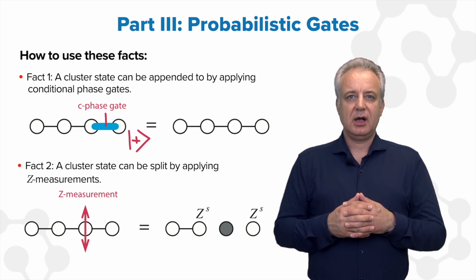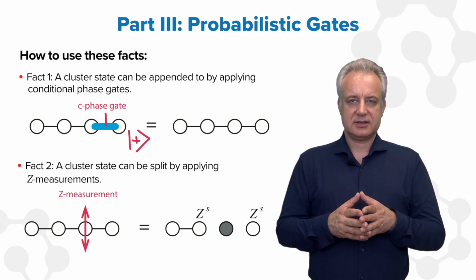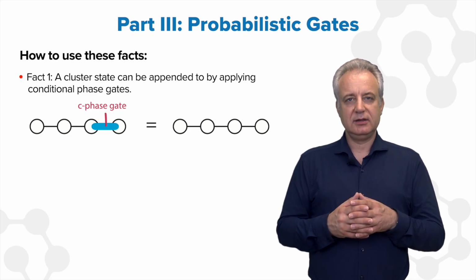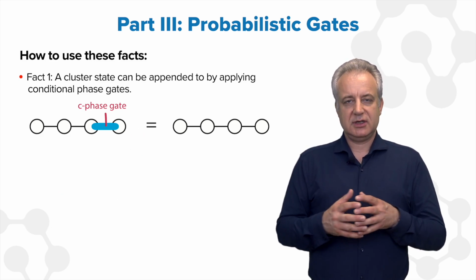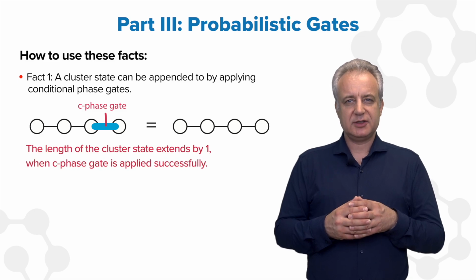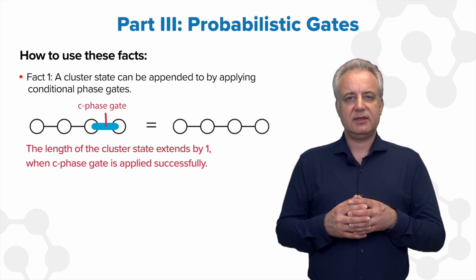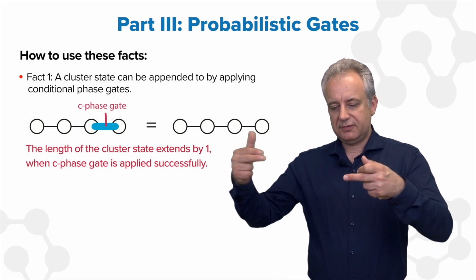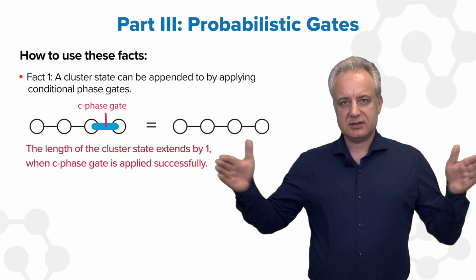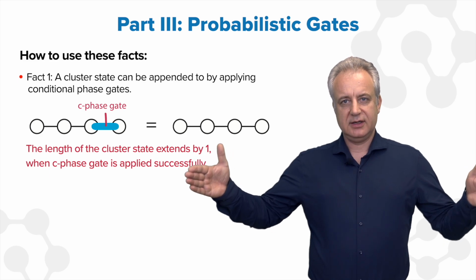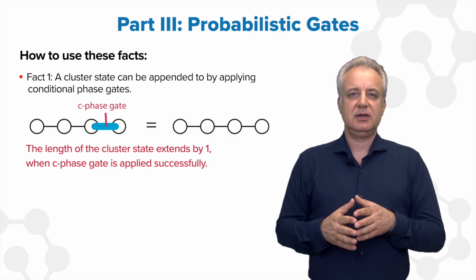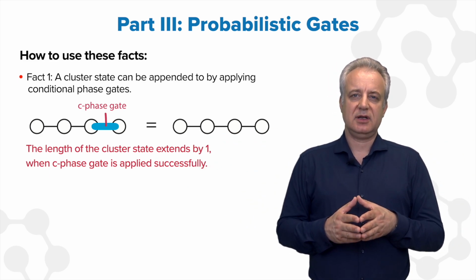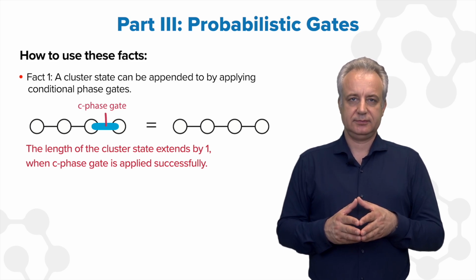So now, how are we going to use these facts? First fact: the situation that was previously described applies when the conditional phase gate, the heralded phase gate, succeeds. Then the conditional phase gate is really implemented and the cluster state is grown. So in that good situation, we increase the size of the cluster state by 1.